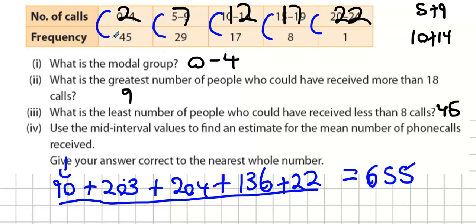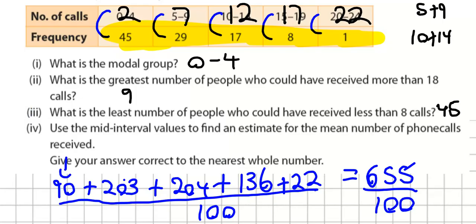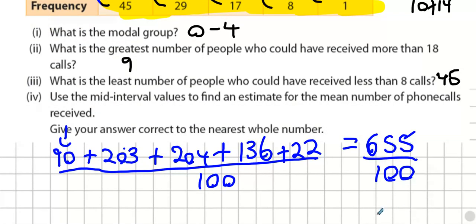If you add all of these together, you didn't even need it, but if you added all these together, what happened if I added all those yellow bits together? It'll tell you there's 100 people. So I didn't actually need to tell you that was 100 earlier. You should have known. And then you divide it to get the average. And what do we think the average is? 6.55 calls per person. That's the average.